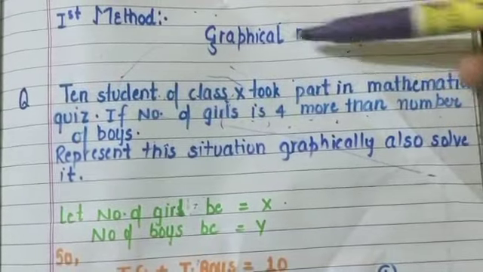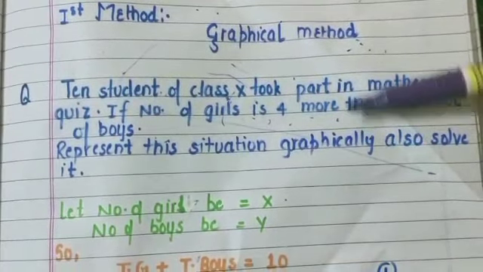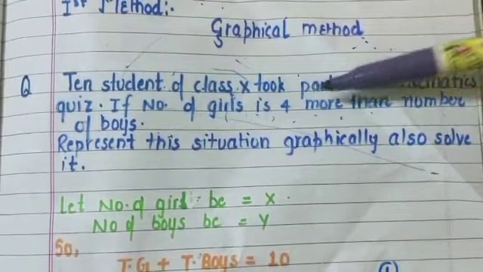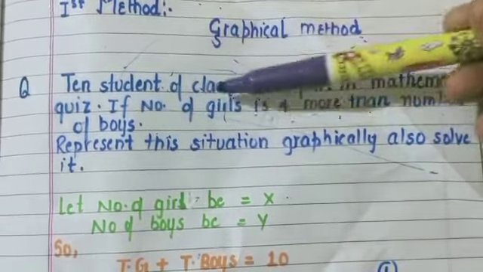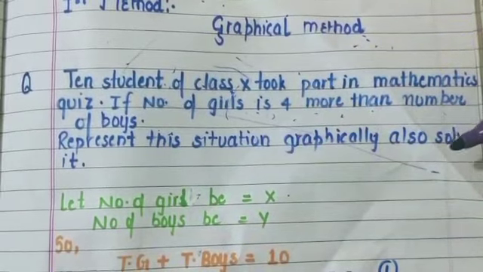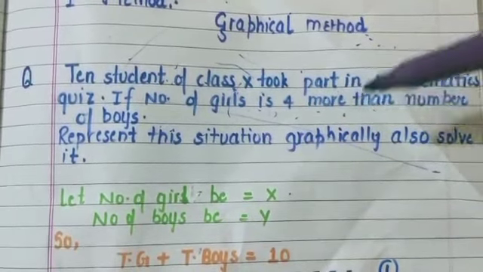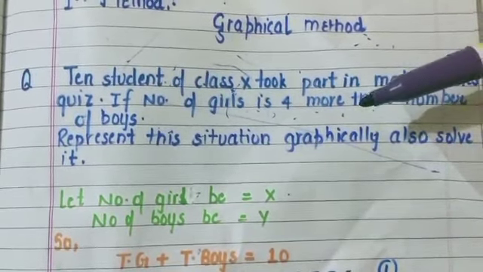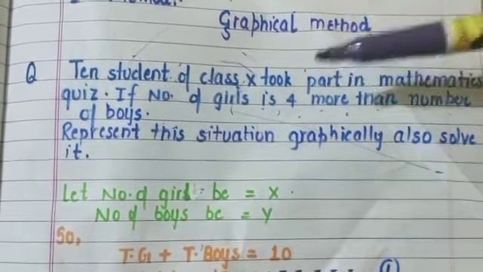We have the first method, which is the graphical method. I'm giving you one example. 10 students of class 10 took part in a mathematical quiz. If the number of girls is 4 more than the number of boys, represent this situation graphically and also solve it. So this time the examiner didn't give you equations directly. He gave you this type of statement and you have to solve it.